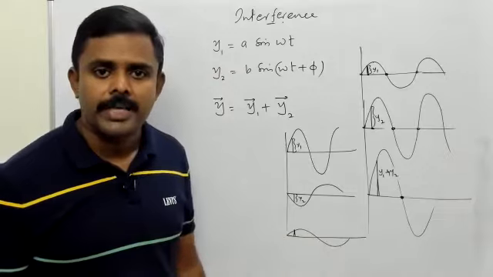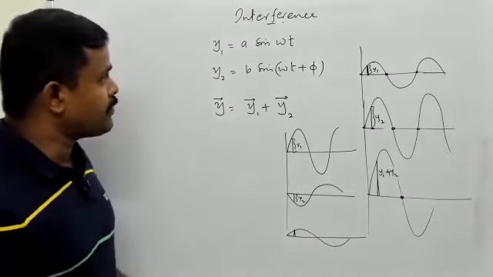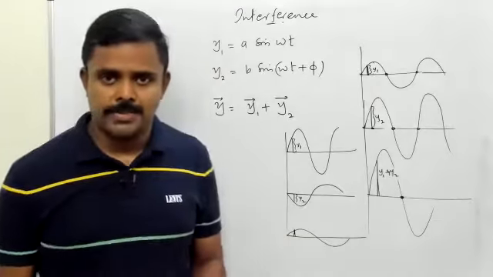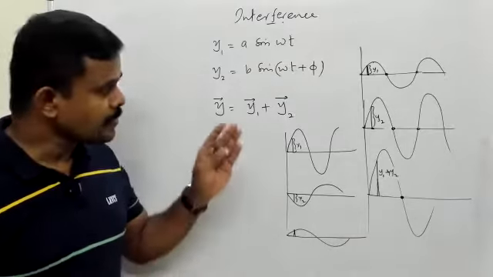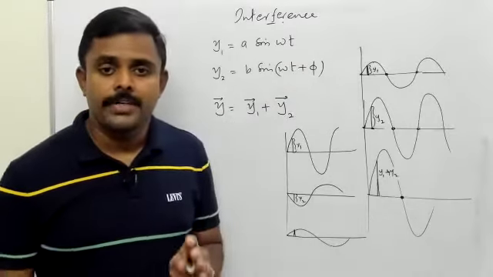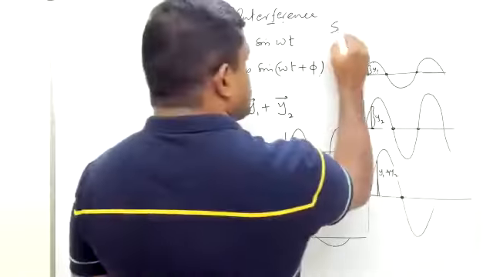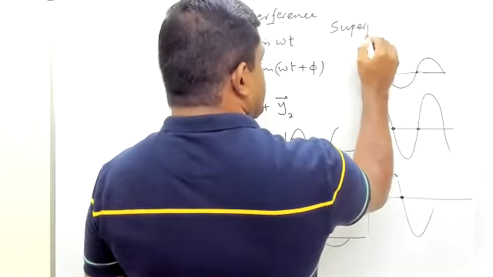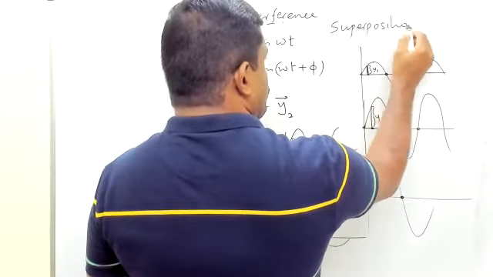Y1 minus Y2 will be 0. So this is the basic fundamental idea of the superposition principle. I'll repeat one more time. We have the principle of superposition. This is what we learn in the concept of interference. Principle of superposition of waves.